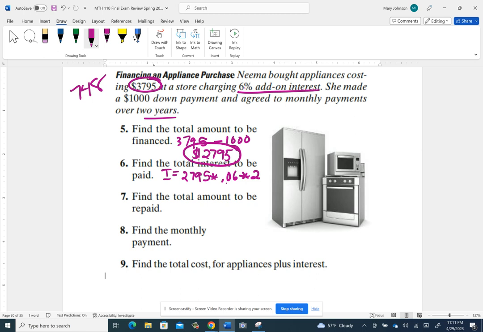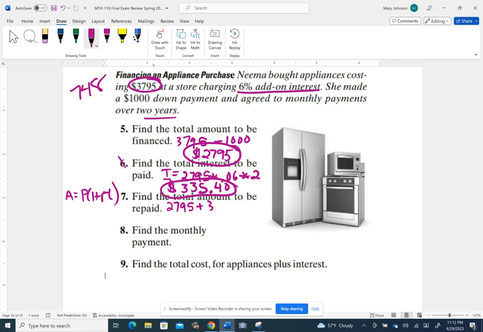So taking 2795 times 0.06 times 2, and I get $335.40. That would be the interest. Total amount to be repaid should be how much she borrowed plus her interest. Or if that weren't one of the questions, you could have just used the simple interest future value formula to get this same thing I'm about to get.